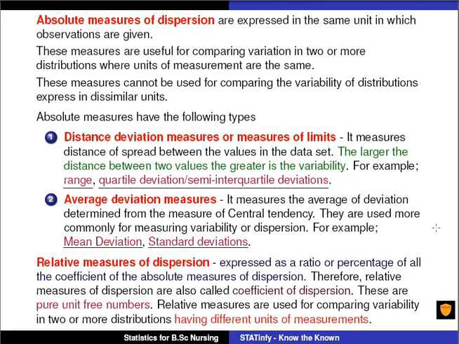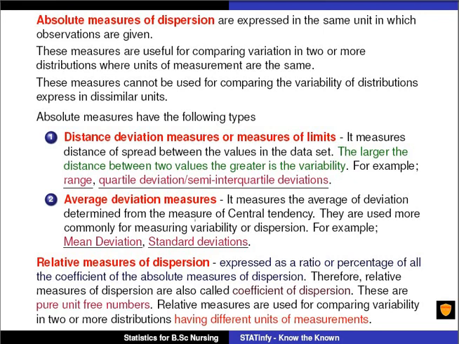So the larger the distance between the two values, the greater is the variability, isn't it? If the distance between the two values is very big, in that case we can say that there is large variation present in the data set. And if the distance between the two values is small, we may say that the variability is less in the data. So range and quartile deviation are examples of distance deviation measures, or measures of limit.